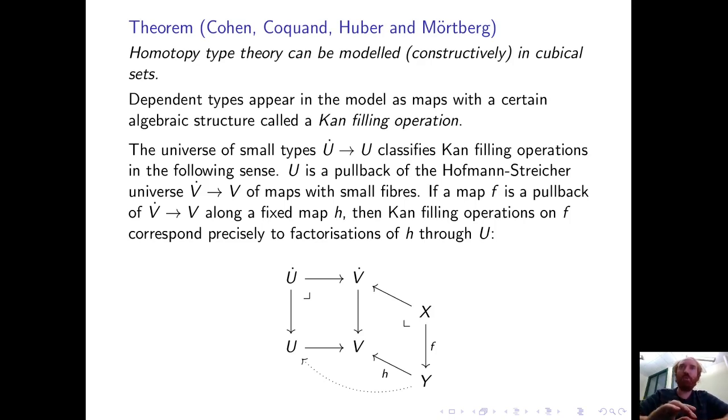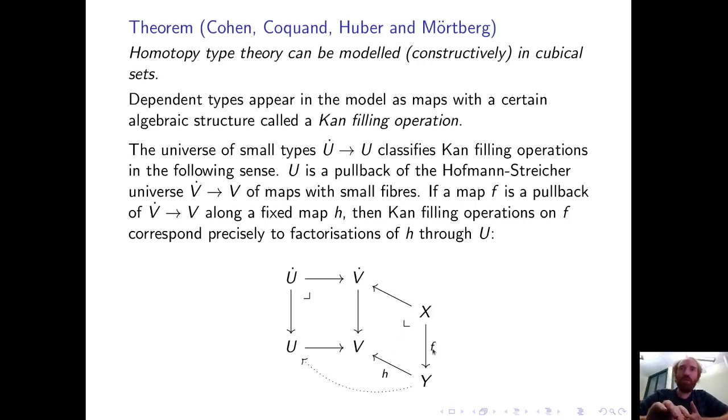In that model, the dependent types appear as maps in a certain presheaf category, cubical sets, together with a certain algebraic structure called a Kan fill-in operation. And then the universe of small types is a modification of the Hofmann-Streicher universe V for extensional type theory, except that it also allows for these Kan fill-in operations. And in fact, we have a nice classifying property.